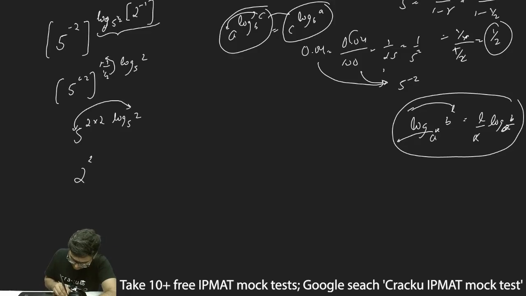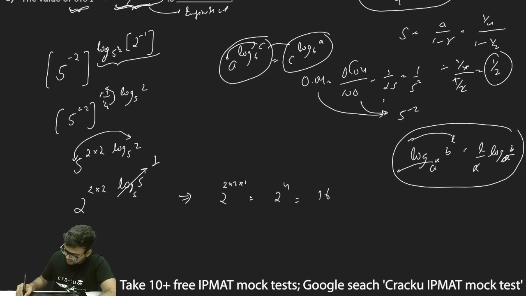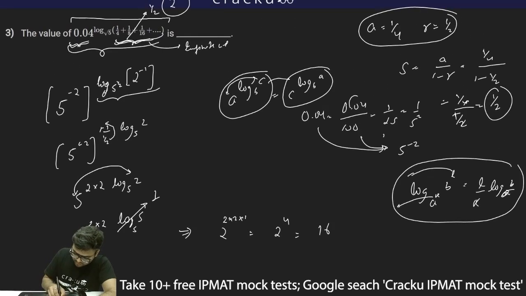So this can be written as 2 to the power 2 into 2 log 5 base 5. Now log 5 base 5 is 1, so this can be written as 2 to the power 2 into 2 into 1, which is equal to 2 to the power 4, and which is equal to 16. Thus this entire thing is simplified to 16, and therefore the correct answer, the value of this, is 16.